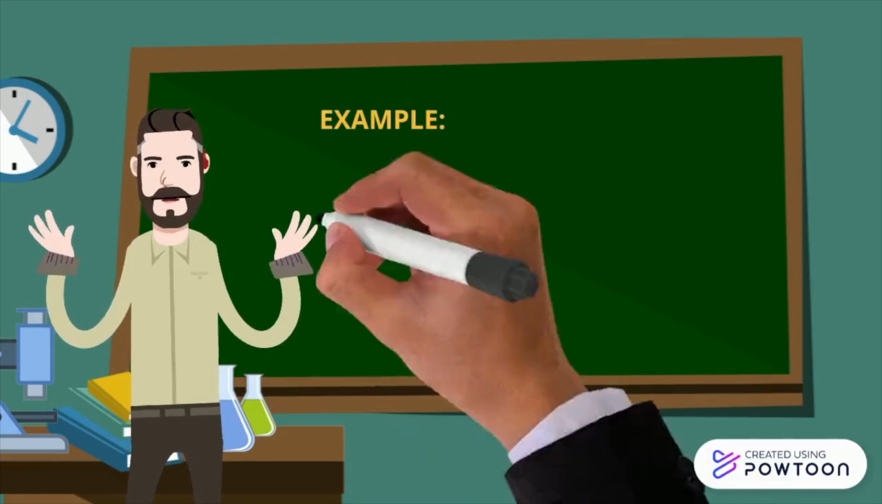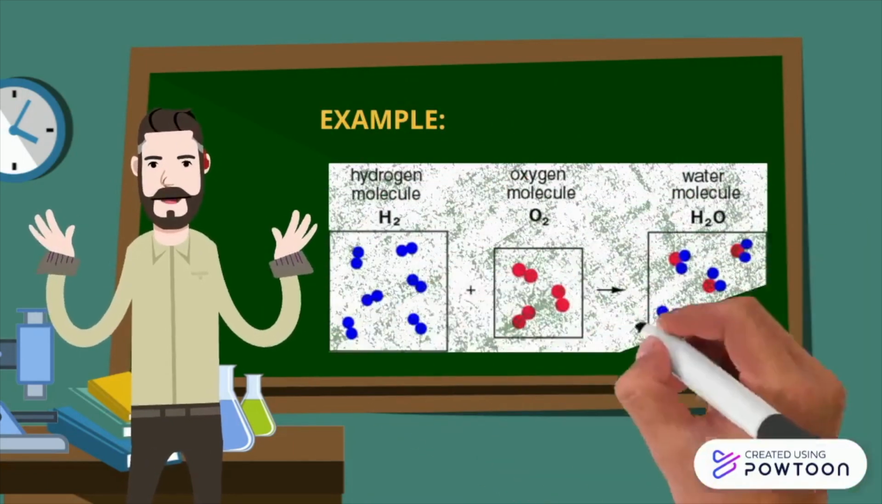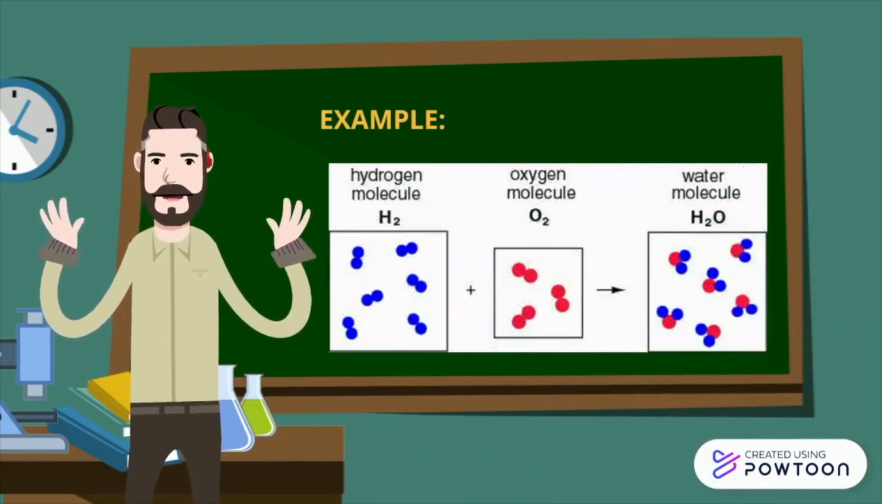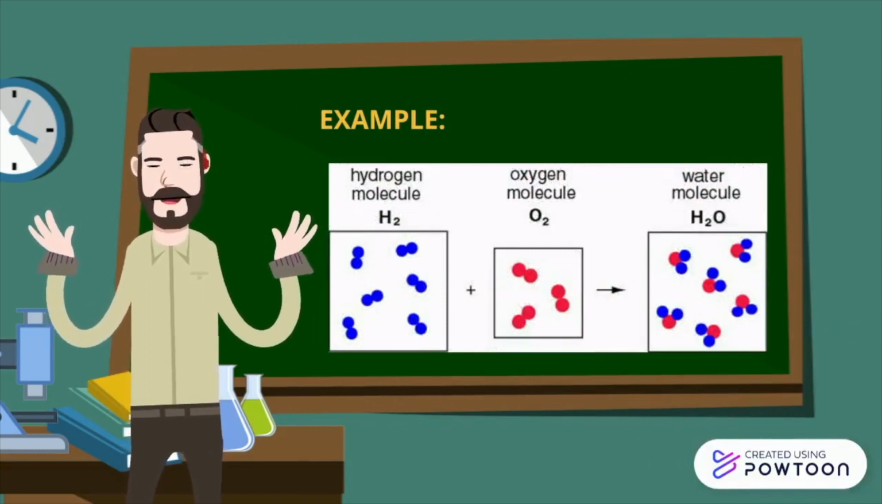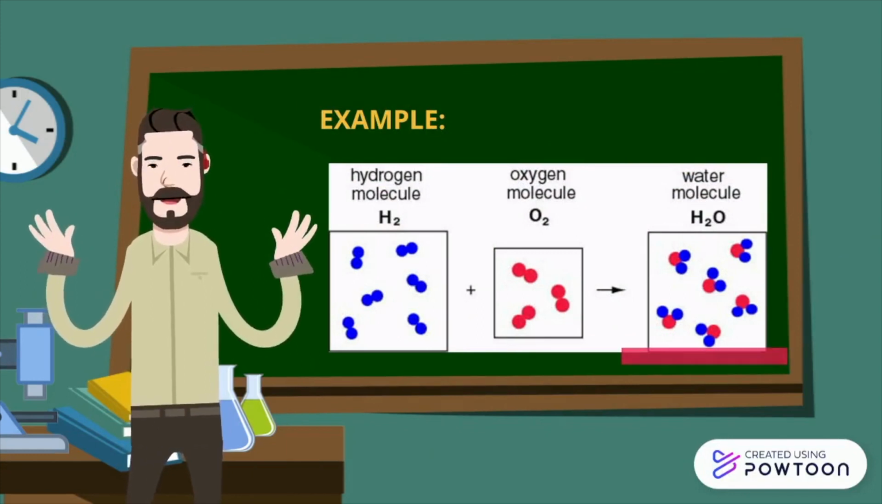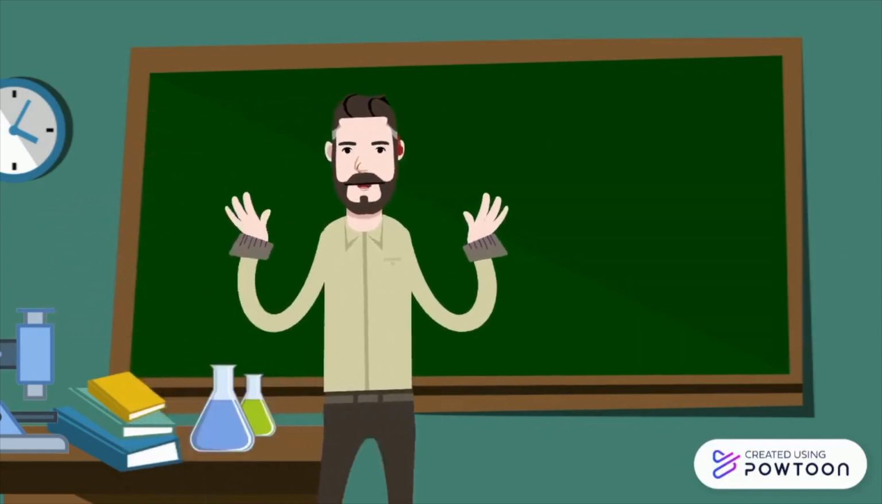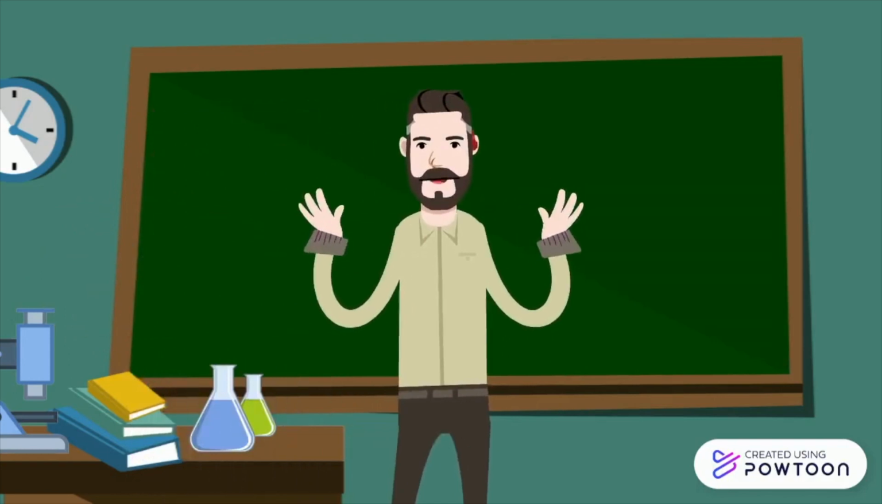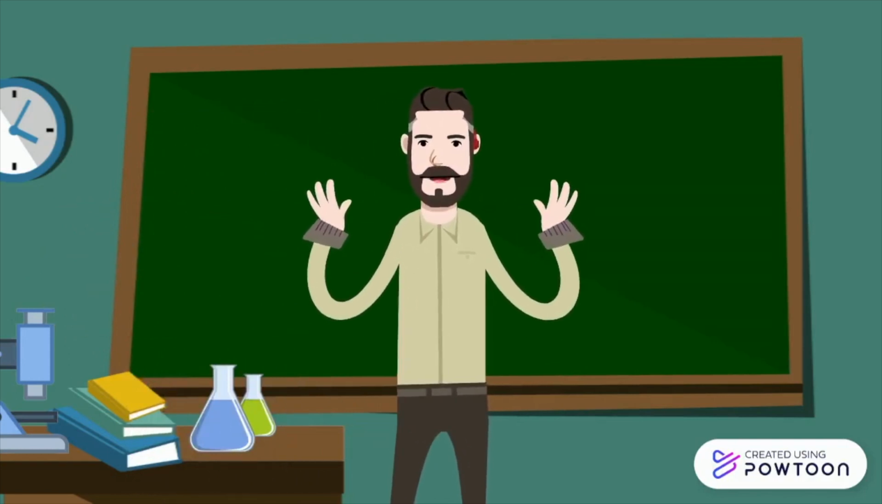Example: in this figure, it shows the formation of water by hydrogen and oxygen. Hydrogen molecule plus oxygen molecule is equal to water molecule. And so, we are done with the pure substance. Let's proceed with the mixture.